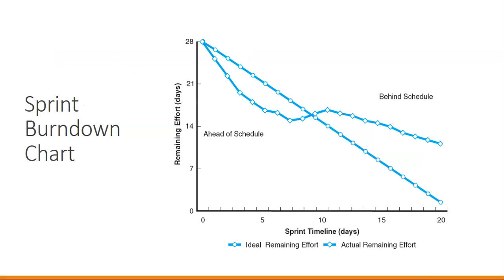We also have a sprint burn down chart. So what is the sprint timeline, and are we ahead of schedule or behind schedule? So the straight line with the circles, this line here is the ideal amount of time, things that need to be done in the sprint, and then our actual remaining effort. If it's below our sprint timeline, we're ahead of schedule, and if it's above our sprint timeline, we are behind schedule.